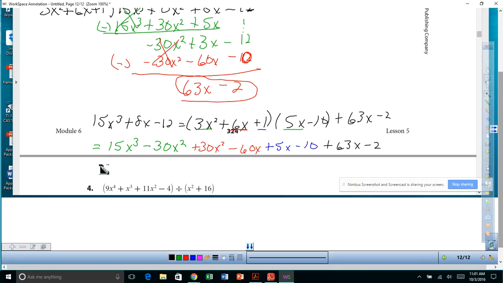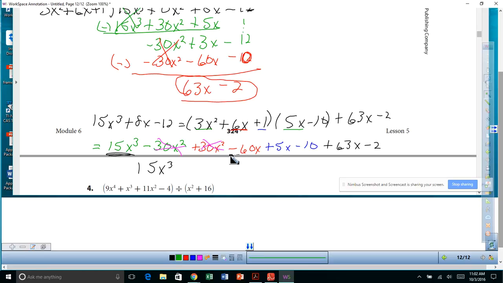So what do we end up with? 15x cubed. Is there any other? Nope. So that's 15x cubed. And then you've got minus 30x squared plus 30x squared, so those cancel out. Are there any other x cubes? No other x cubes.